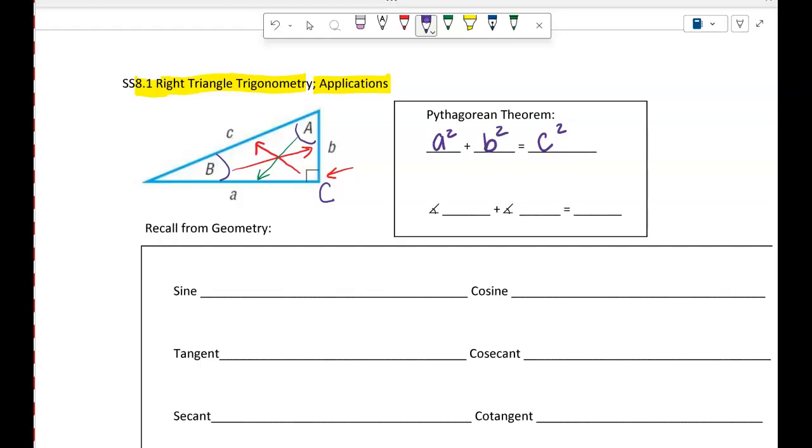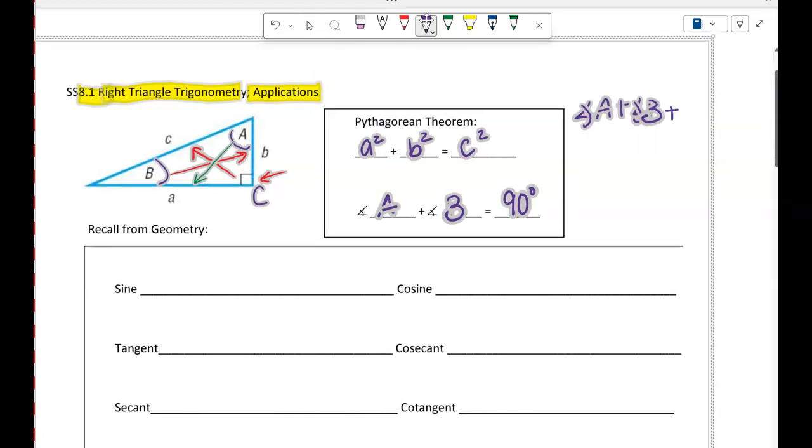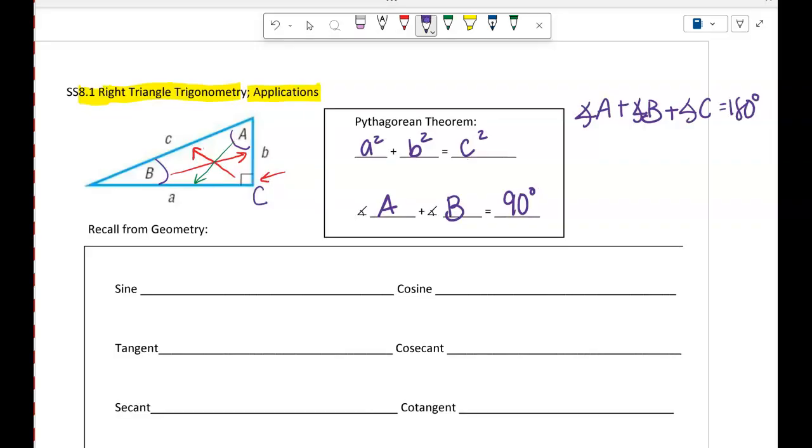Your angle, remember, the entire triangle is going to add up to 180 degrees. So what that means is that C is already 90 degrees. So that means the remaining two angles, that's not C, so angle A plus angle B will be 90 degrees. Okay, so again, the entire triangle, angle A plus angle B plus angle C equals 180 degrees.